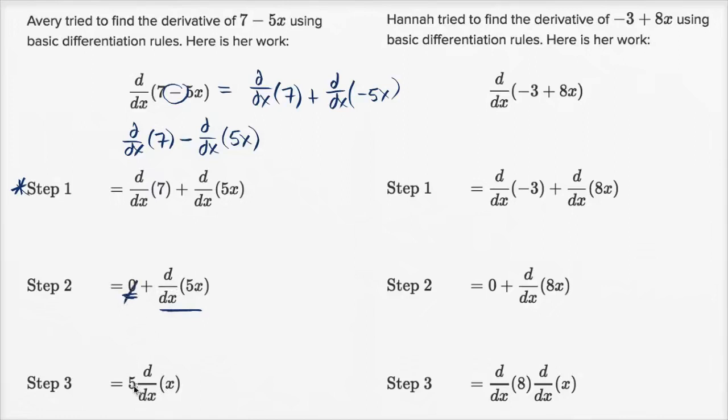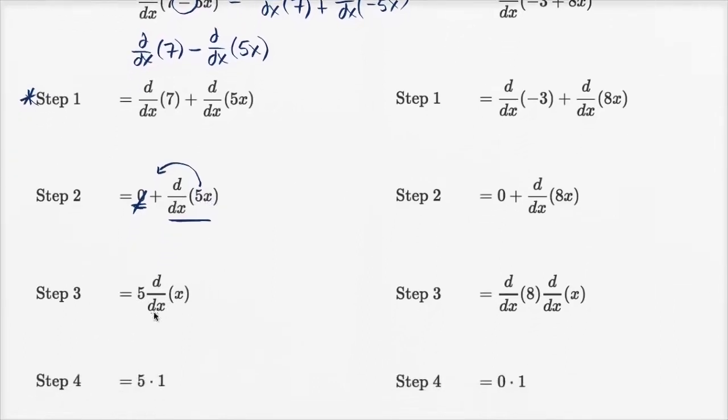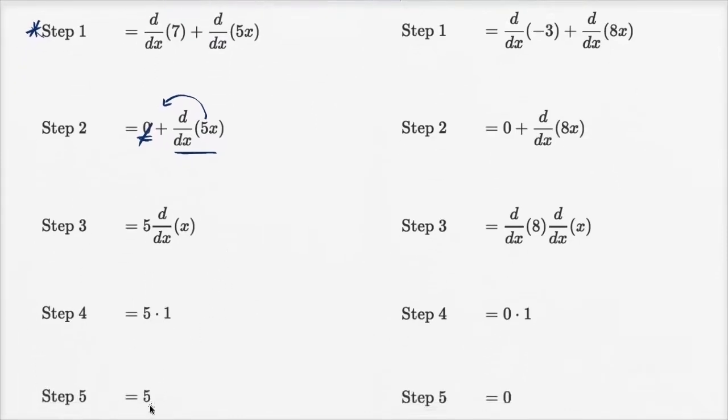So that 0 disappears. And now she takes the constant out. And that's true. The derivative of a constant times something is equal to the constant times the derivative of that something. And then she finds that the derivative with respect to x of x is 1. And that's true. The slope, if you had the graph of y equals x, the slope there is 1. Or what's the rate of change at which x changes with respect to x? Well, it's going to be 1 for 1. So the slope here is 1. So this is going to be 5 times 1, which is equal to 5.